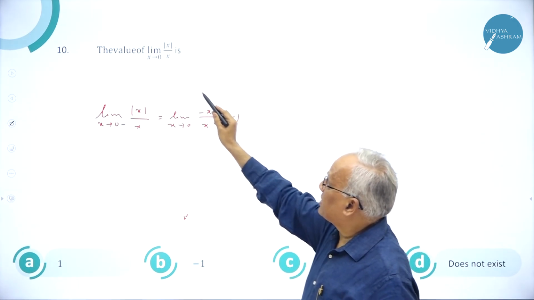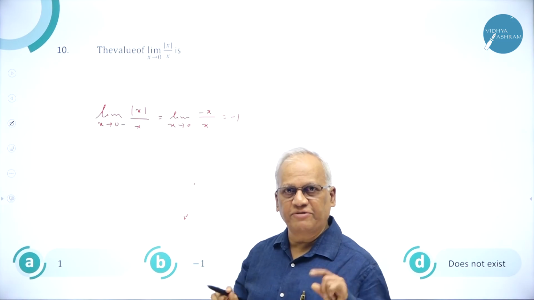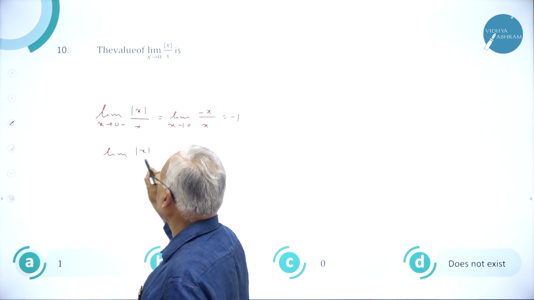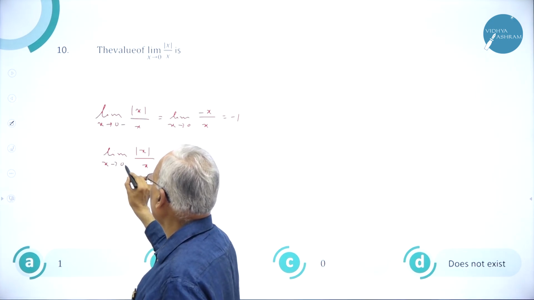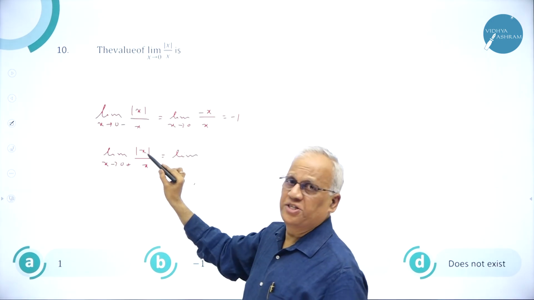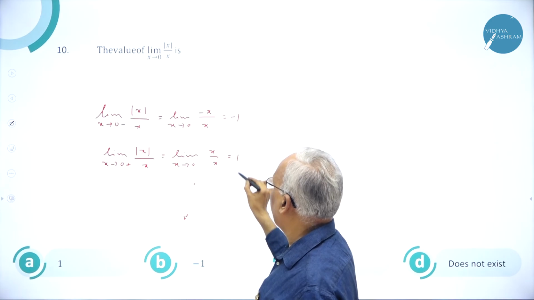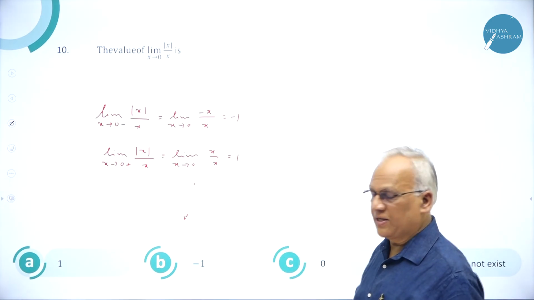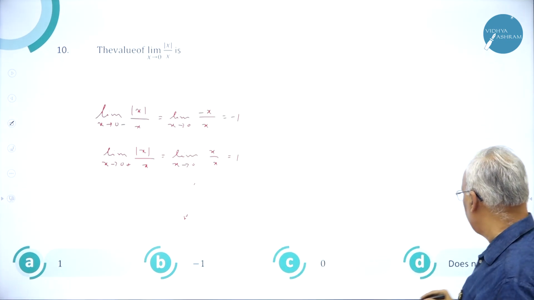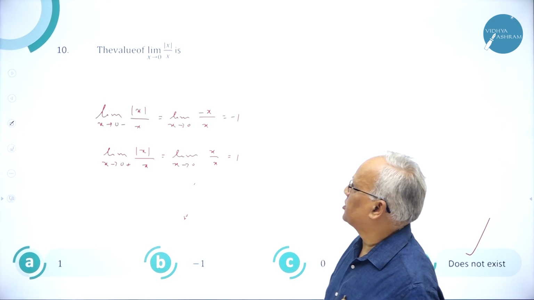But he wants limit x tends to 0, no plus, no minus. Be careful. If there is no plus or minus, then it's understood the left hand limit and right hand limit should be the same. So the right hand limit of mod x divided by x as x tends to 0 plus is equal to the limit of, when x is positive, mod x is x, divided by x as x tends to 0, which is equal to 1. So there is a difference between the left hand limit and the right hand limit. The limit is said to exist if the left hand limit is the same as the right hand limit. Here you should say the limit does not exist. Okay, that's the answer.